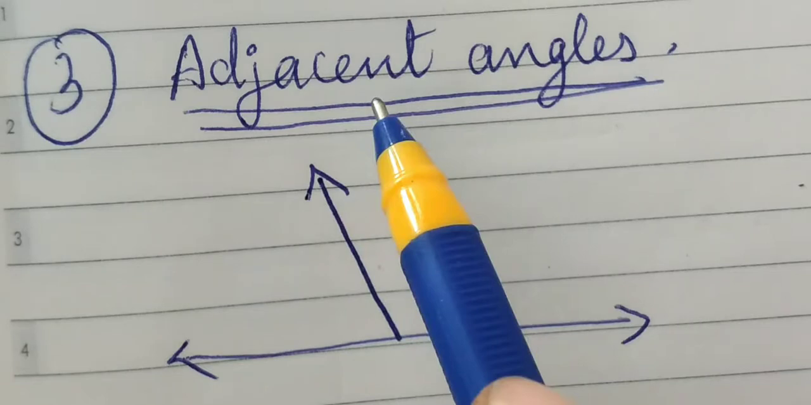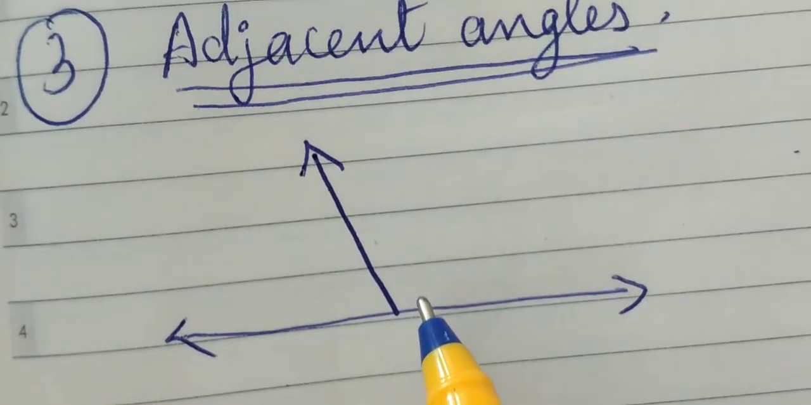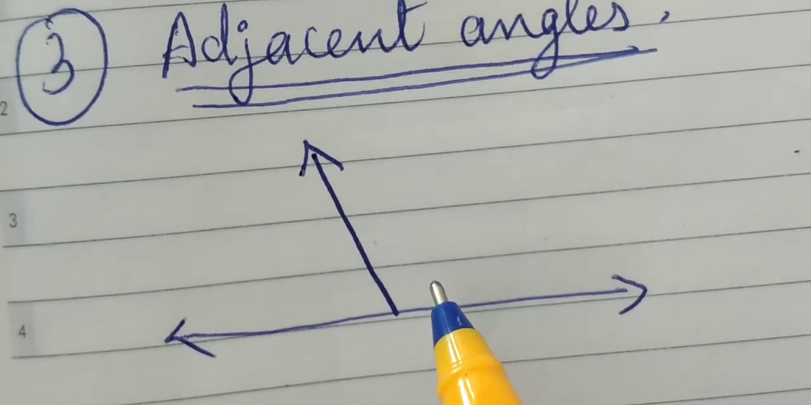Now that term also proves to be the same over here when we talk about the angles. A pair of angles are considered to be adjacent angles when they have a common vertex and a common arm. Okay? And non-common arms are on either side of the common arm.